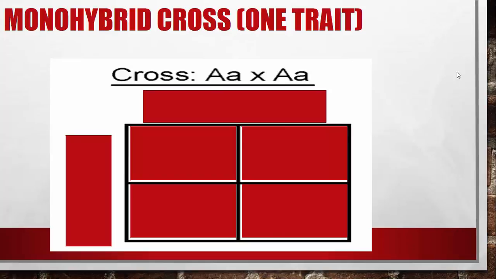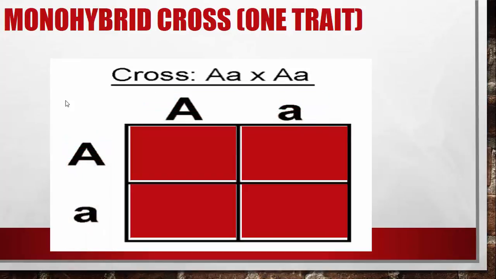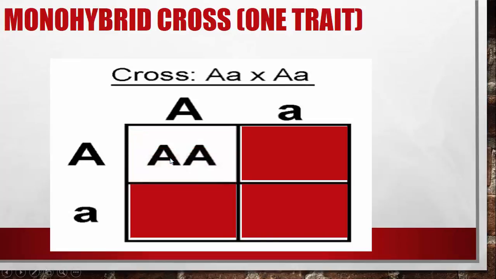So you're going to take one parent and put it on the top, and one parent on the side. It doesn't matter which one you put on the top and which one you put on the side. It makes no difference regardless of the traits that the parents have. All you're going to do is cross them where they meet. So this A and this capital A, they meet right here. So in this box, I'm going to bring this capital A down, this capital A across, and I'm going to get capital A, capital A.